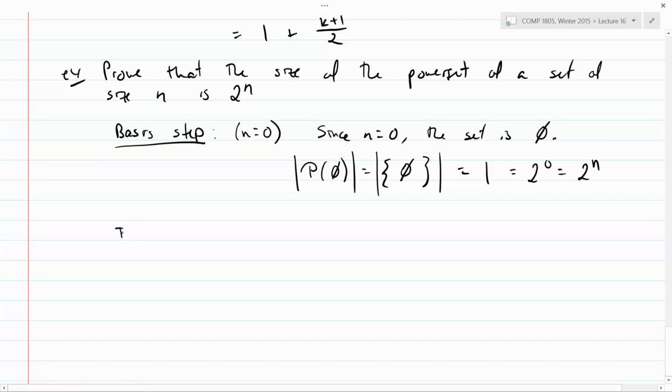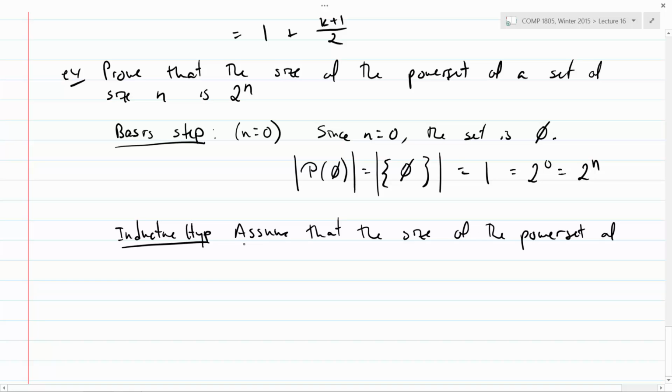All right, so in the next step, we'll do our inductive hypothesis. And here we assume that the size of the power set of a set of size k is 2 to the k. So assume that the size of the power set of a set of size k is 2 to the k. All right, we just sub in k for n in the original statement.